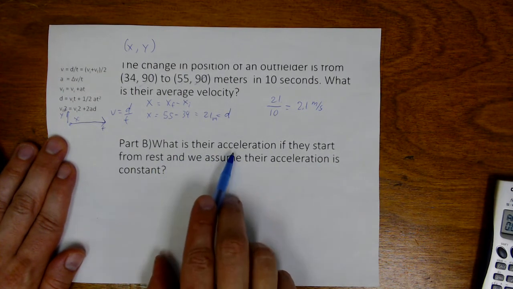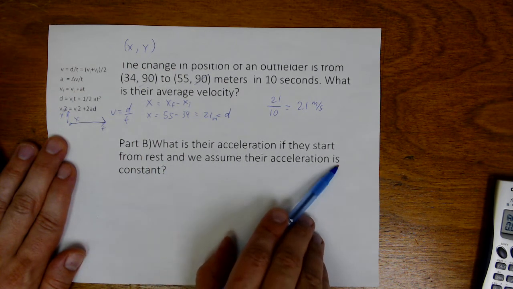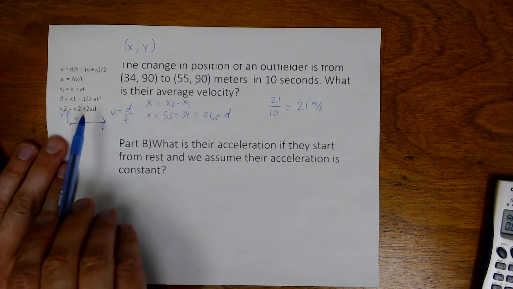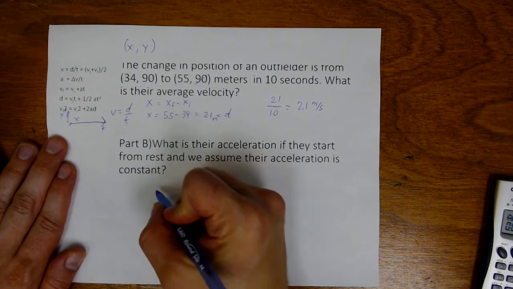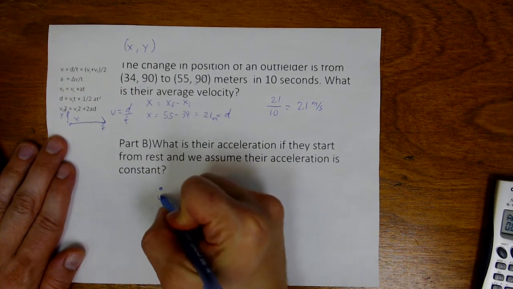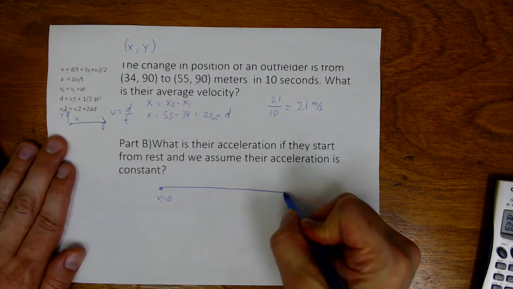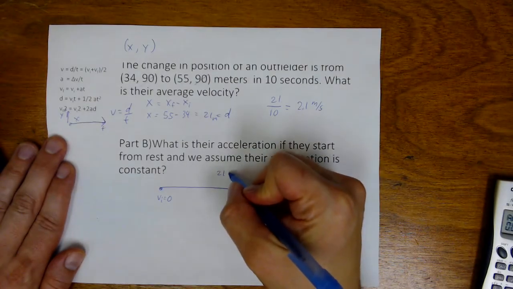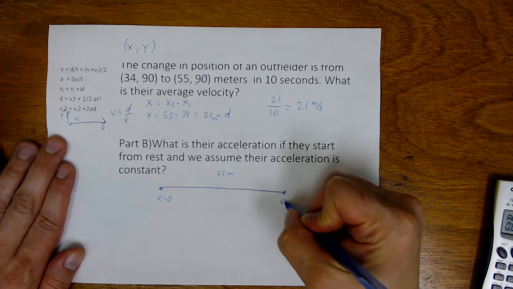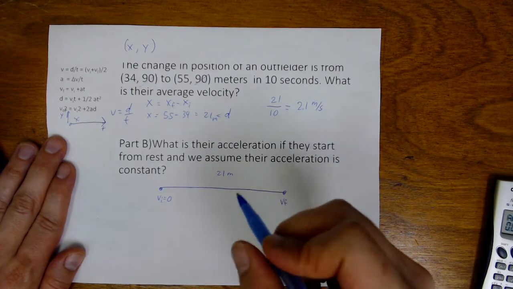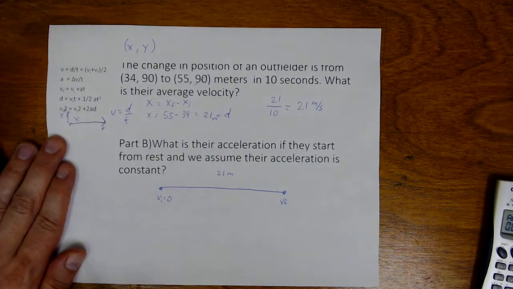What is their acceleration if they start from rest and we assume their acceleration is constant? Well, that's the whole definition of these equations, is we're holding acceleration constant. So starting from rest, we're going to say velocity initial is 0. And they're moving 21 meters. I like to draw these out a little bit. And we have a final velocity here. We know that our average velocity is 2.1 meters per second, and we go over that for 10 seconds.